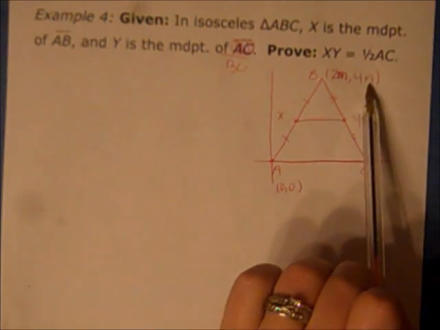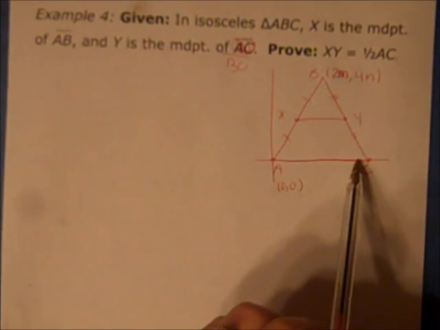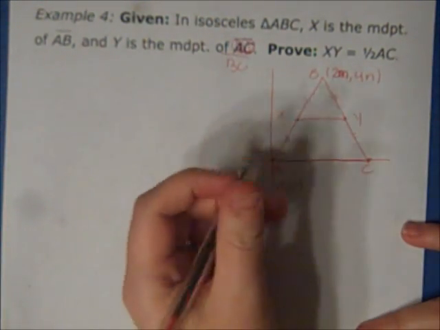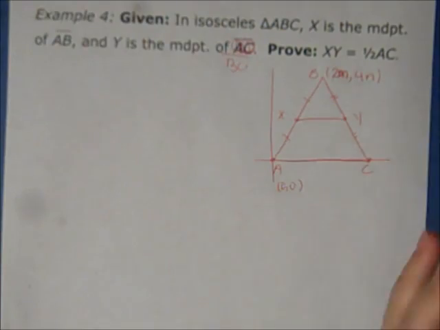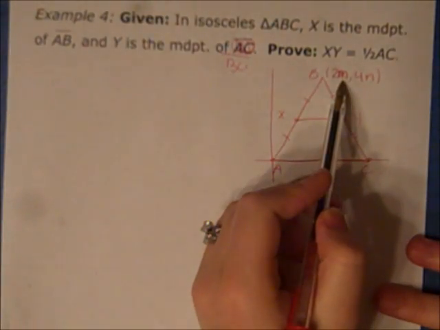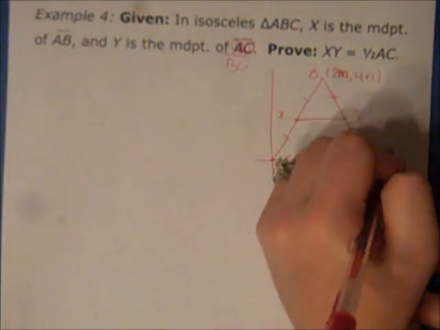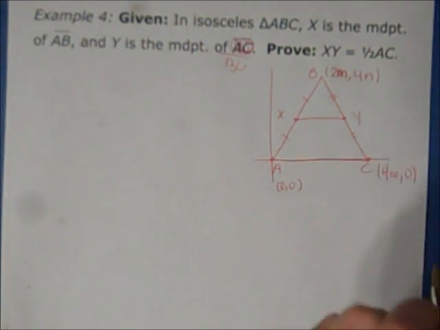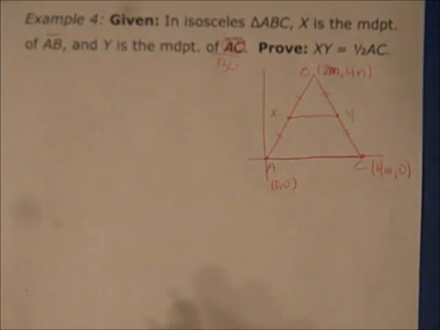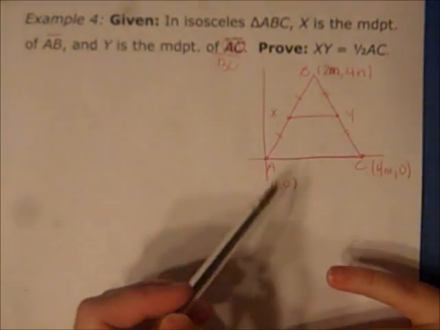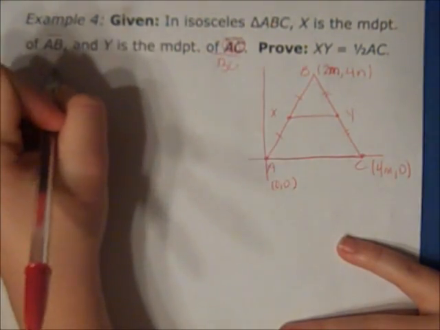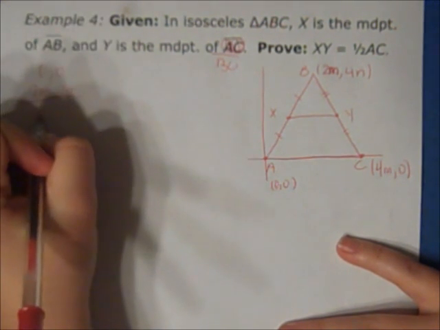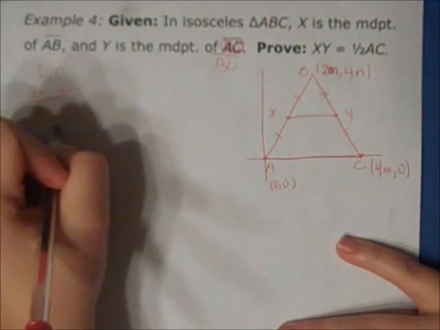And I chose m and n because I already have a, b, c, and I already have x, y, so that's just logical. Okay, and c, if this is isosceles, I have to go the same distance. So if I went over 2 places here, I have to go over 2 more places. So I'm going to call this 4m, 0 right there. Okay, so if x is the midpoint, now you can go and do your midpoint formula, 0, 0 plus 2m, 4n, and cut it in half.